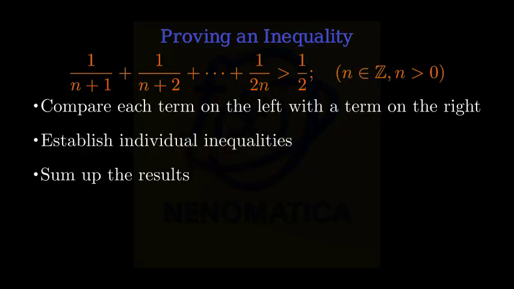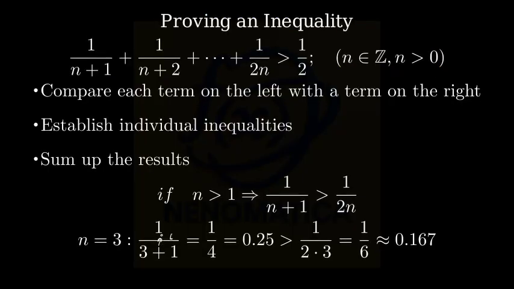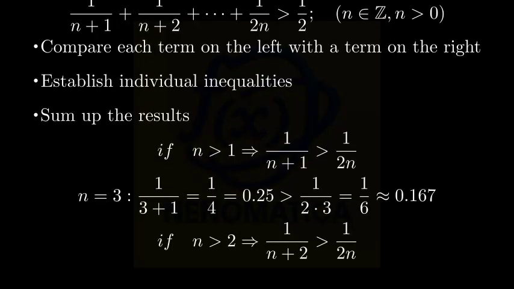Let's start by examining the first term. If n is greater than 1, then 1 over n plus 1 is greater than 1 over 2n. For example, if n equals 3, we have 1 over 4, which is approximately 0.25, which is greater than 1 over 6 or 0.16. Similarly, for the second term, if n is greater than 2, then 1 over n plus 2 is greater than 1 over 2n.